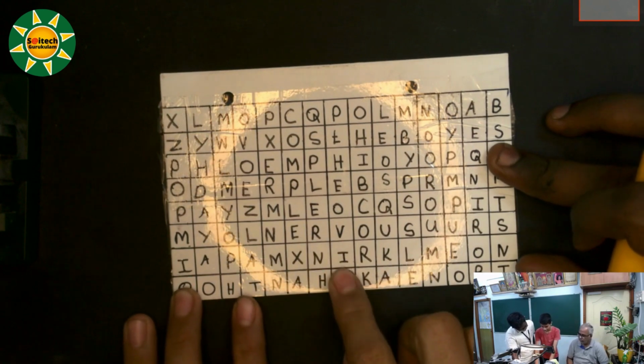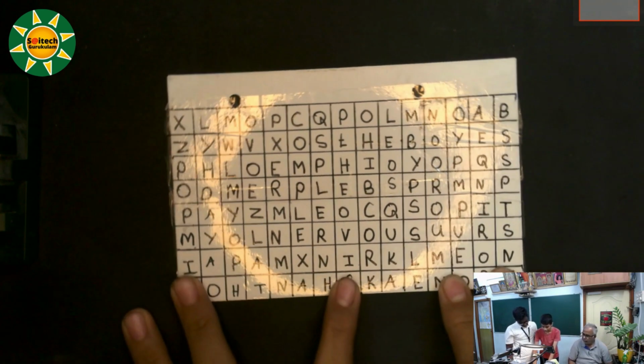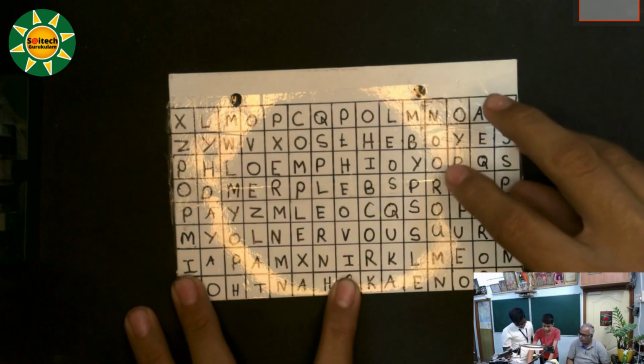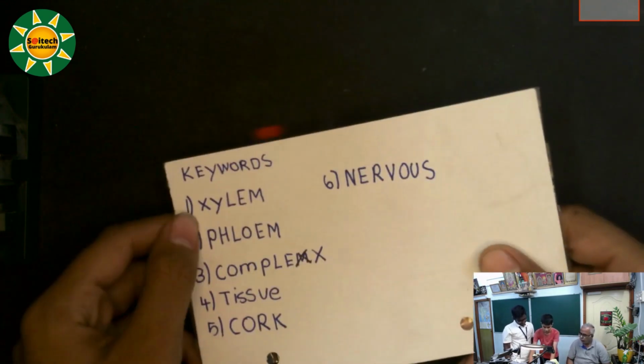This is a gamified chart, which has understandable words. You can identify the words here. If you want any hints, you can see at the back.